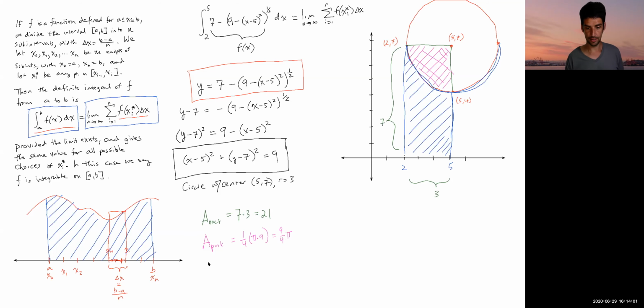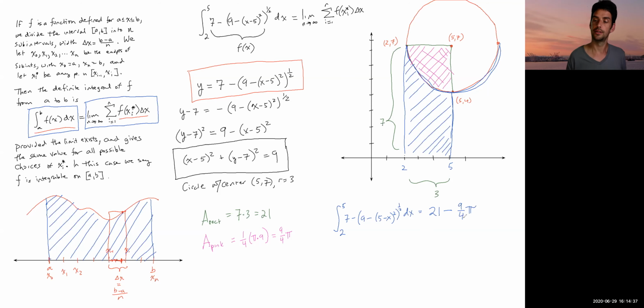Which means this integral from 2 to 5 of 7 minus the quantity 9 minus (5 minus x) squared to the 1/2 dx, this horribly complicated set of symbols here. Well, just look at this picture. We take the rectangle area and we subtract the pink area. We're left with the blue area, which is what these symbols are representing. And so it's just going to be 21 minus 9/4 pi.